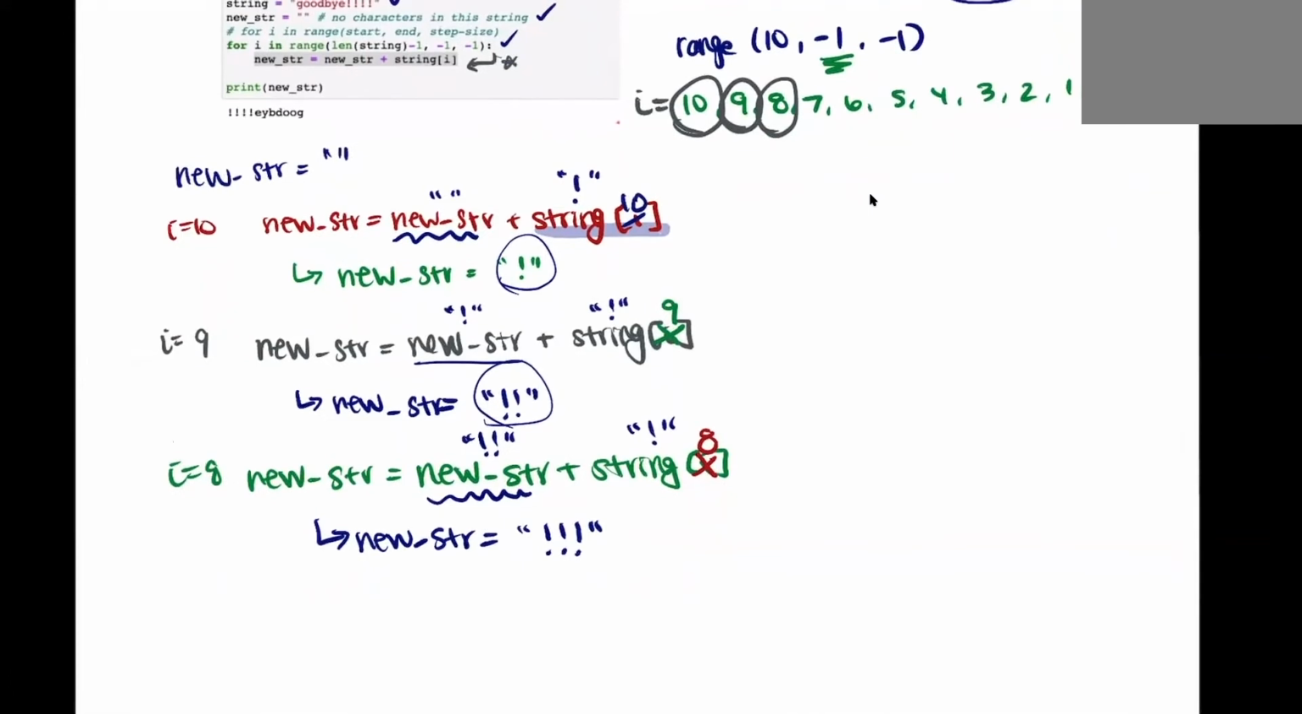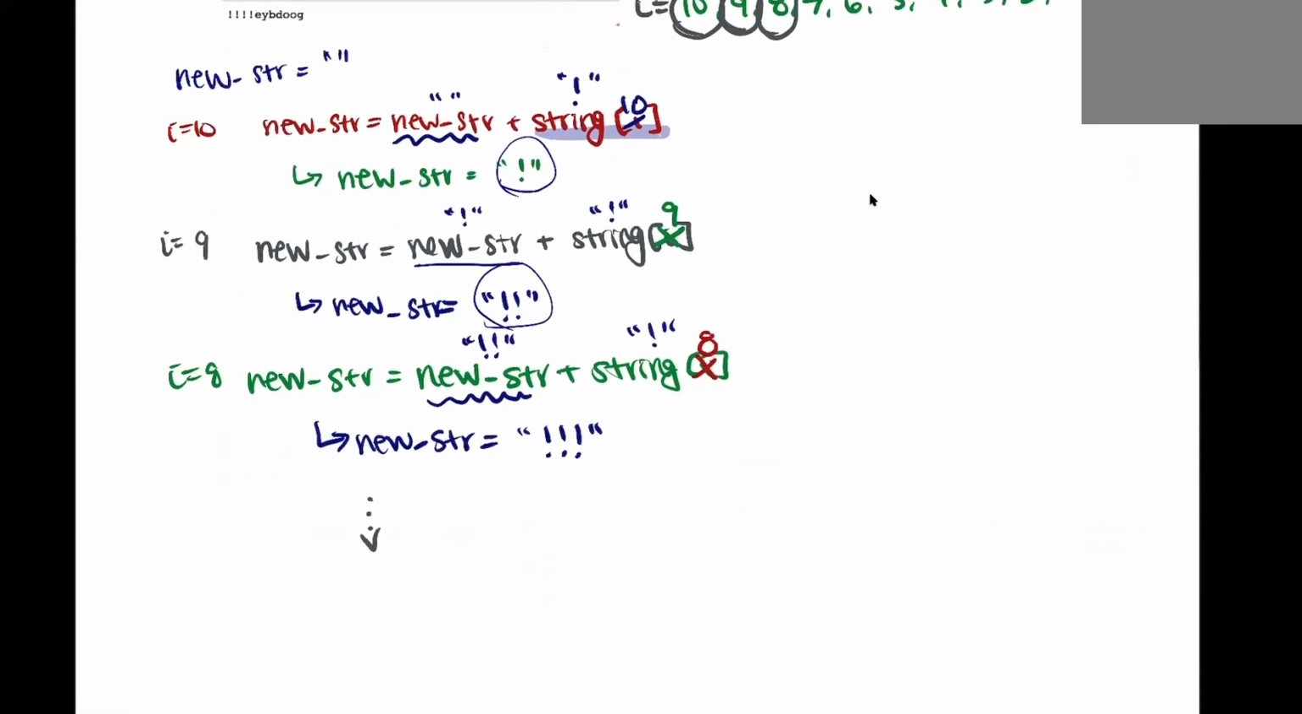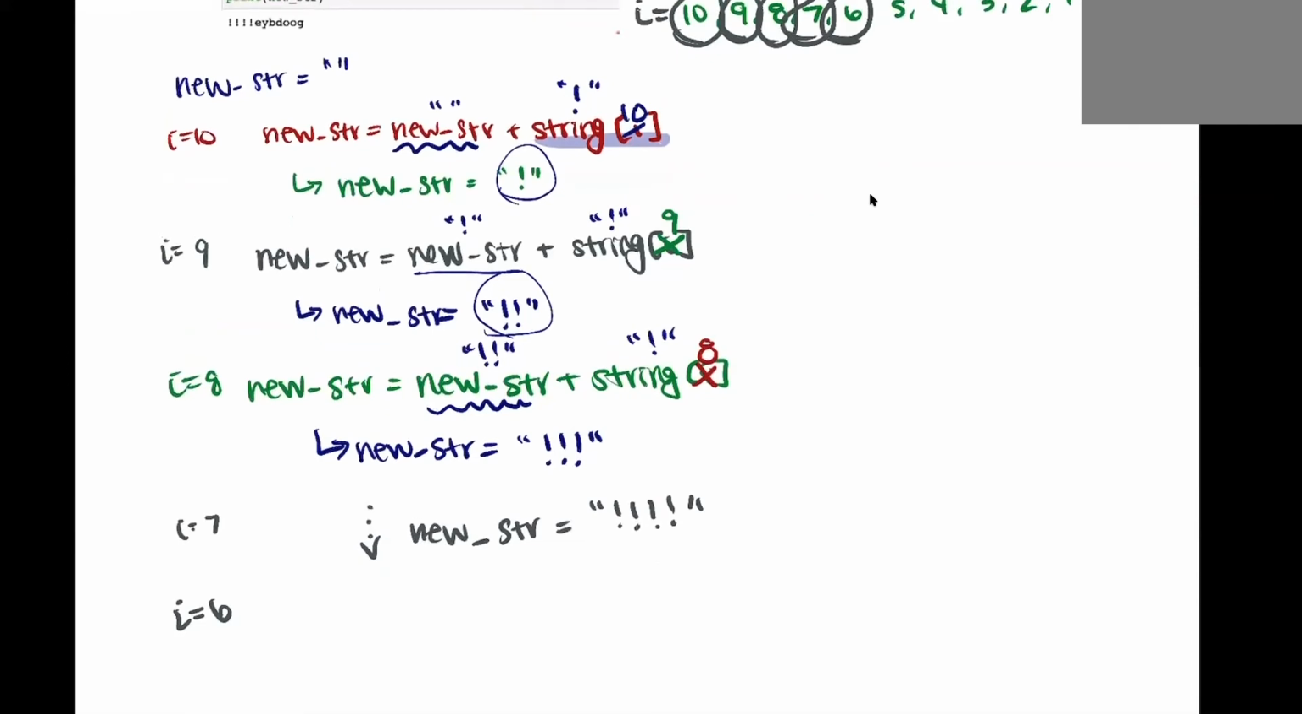So let's do this a couple more times. Actually, let's skip ahead. I changed my mind. Let's pretend we already did I equal to 7. Now we're on I equal to 6. After I equal to 7, our new string is equal to 4 exclamation marks. So now I have I equal to 6. And still using that same line of code, new str is equal to new str plus string I. But I is equal to 6. What is string 6?